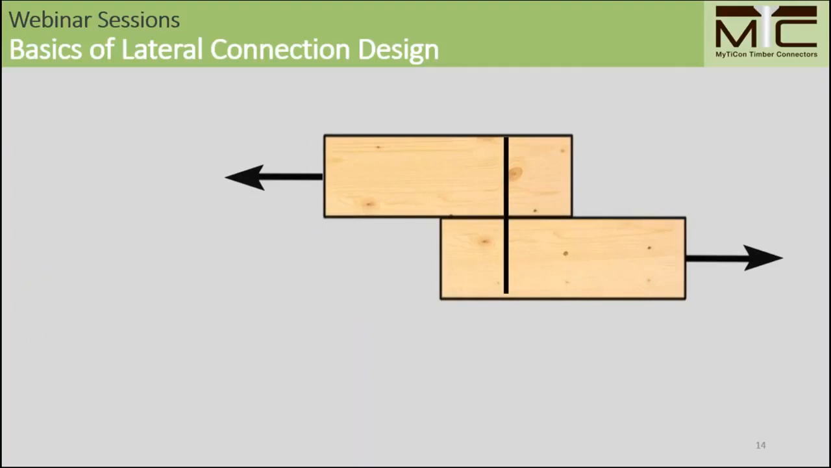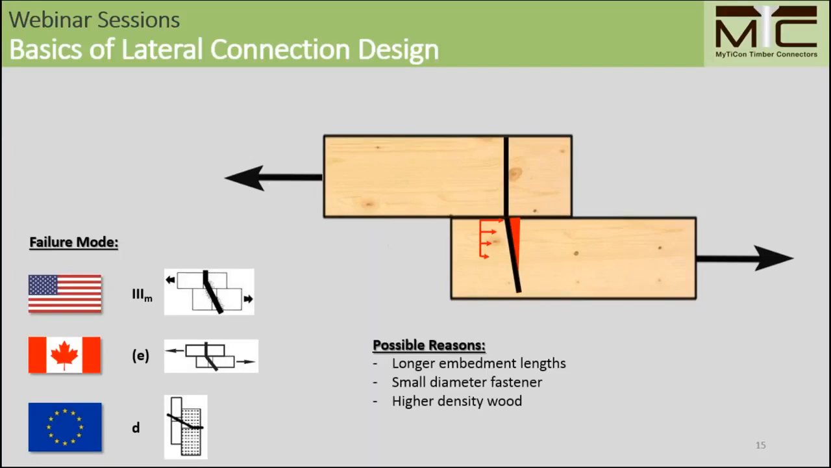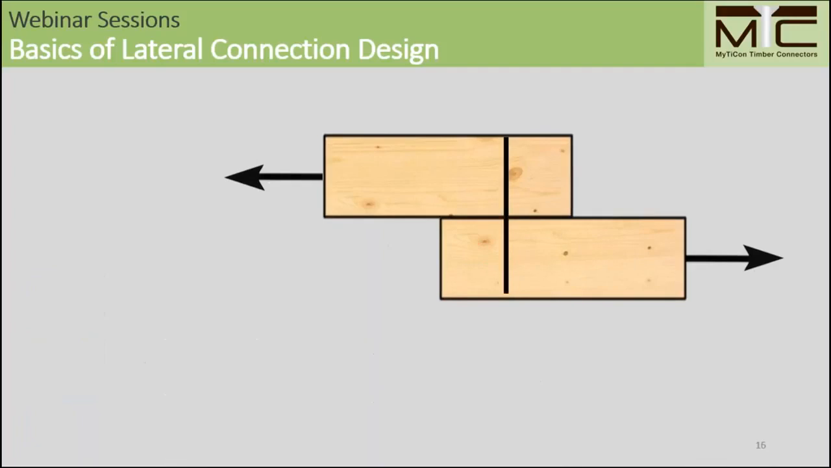In the next failure mode, of course, the same scenario can also happen. Here in the main member now, you will see the formation of the plastic hinge in the main member with localized wood crushing effects. This is referred to as failure mode 3M. Possible reasons, here again, long embedment length, small diameter fastener, so the fastener is less stocky. The lever arm is enough to form a plastic hinge in the fastener.